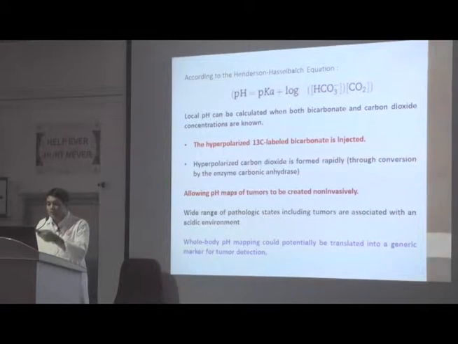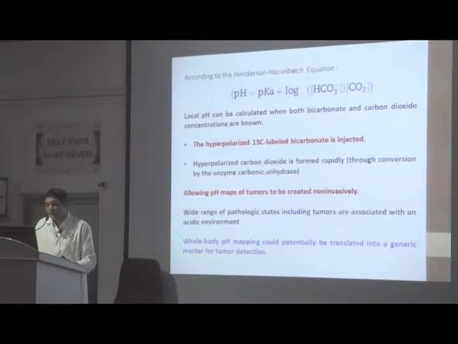The pH is calculated using the Henderson-Hasselbalch equation, if we know the concentration of the bicarbonate and carbon dioxide. Mainly, the injected hyperpolarized 13C labeled bicarbonate is converted into hyperpolarized carbon dioxide by the action of carbonic anhydrase. This hyperpolarized carbon dioxide helps us to calculate the pH. So by using this technique, whole body pH mapping could be done.